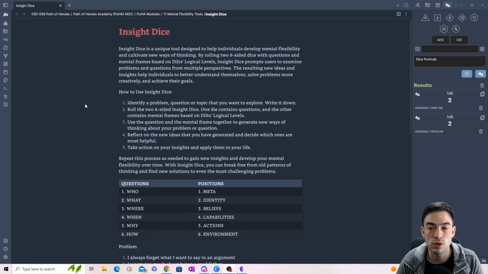And then next, you're going to use the questions and mental frames together to generate new ways of thinking about your problem or the question or the desire, whatever it is. And then you're going to reflect on the new ideas and you're going to continue to do that until it shakes things loose.